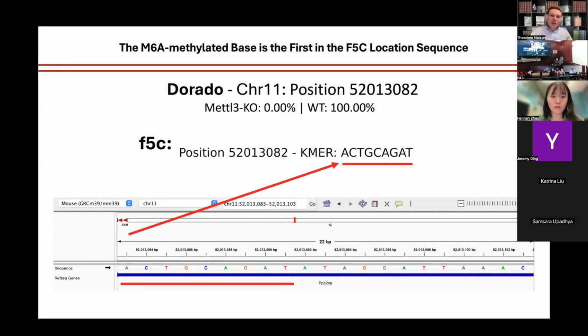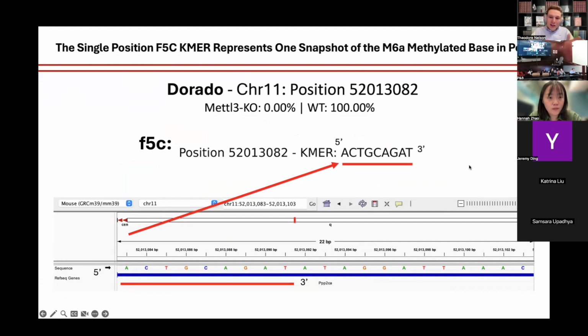So the F5C position is 520138082. In IGV, it's 530138083. That's because IGV is a one-based coordinate system. That means the first base in a genome is given a 1, whereas in the modbed or bed files, it's given a 0 position. So we can figure that one out now. Okay, and then we can label it 5' to 3'.